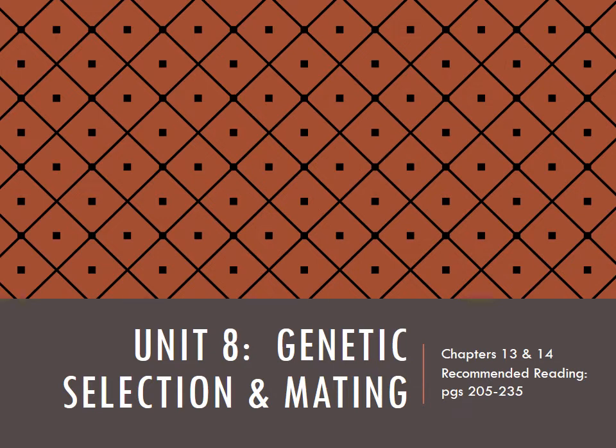We're going to take this unit to layer on top of the unit back in number 6, where we talked about reproduction, and then number 7, where we talked about genetics, and we're going to add how we utilize that genetic selection, that genetic knowledge, and mate them to make superior animals. Again, chapters 13 and 14 in your textbook, a good 30 pages of recommended reading there. But let's dive into the material that I have here in the PowerPoint.